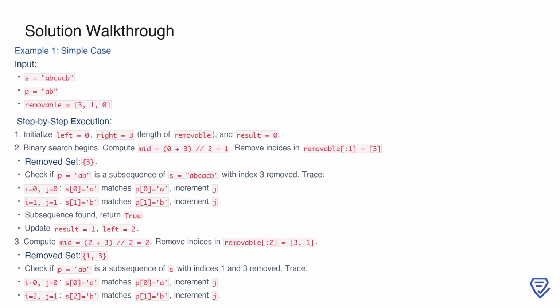Here, we start with a simple example where the string S is abcac, the pattern P is ab, and the removable indices are 3, 1, 0.